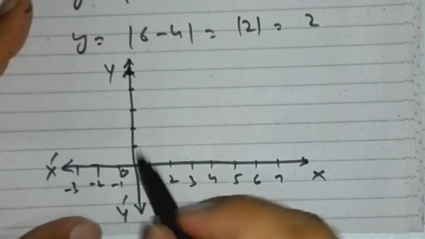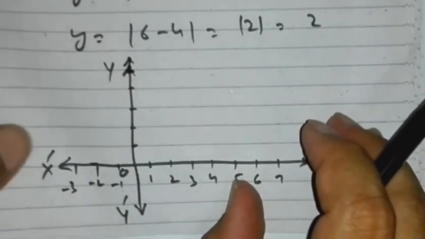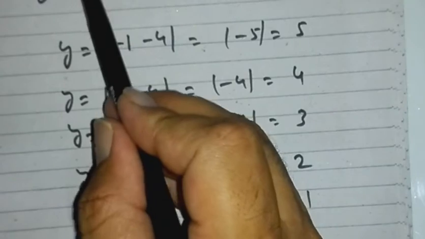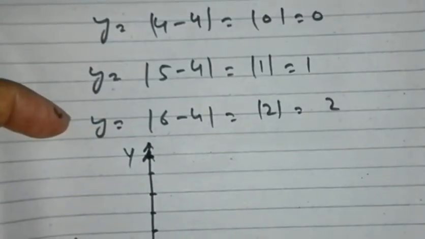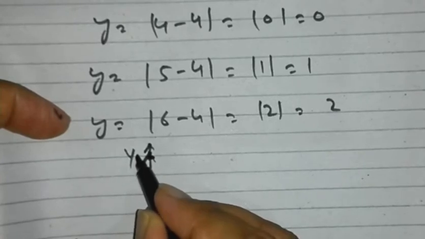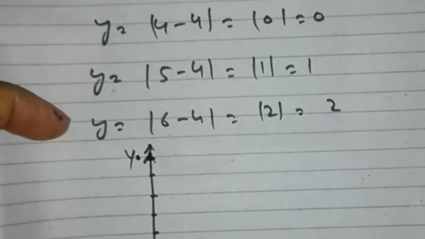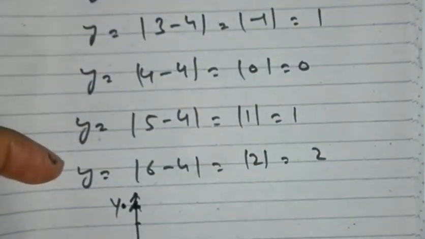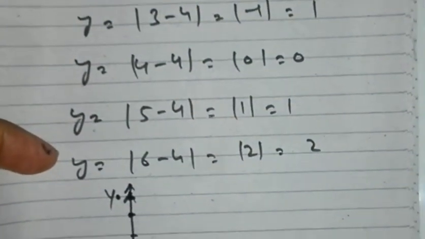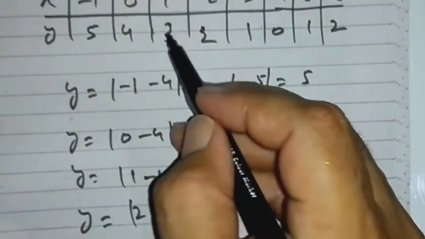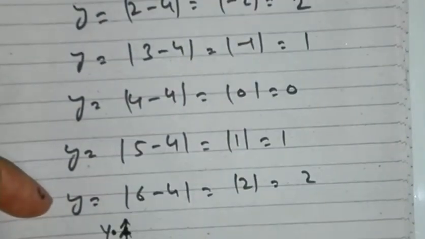Now look at the table, and when the x value is minus 1, the y value is 5. Here the x value is minus 1, the y value is 5. Put a point here. When the x value is 0, the y value is 4. Then the x value is 1, the y value is 3. So it is 3.